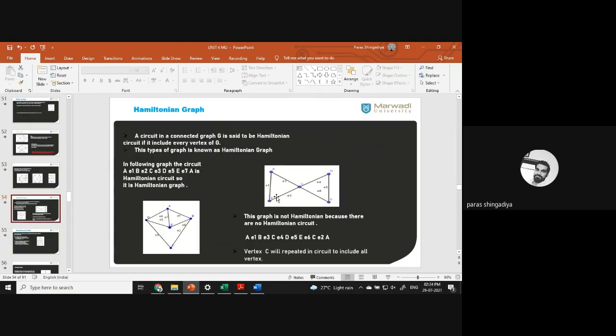And then after, write the definition of Hamiltonian graph. A circuit in a connected graph G is said to be a Hamiltonian circuit if it includes every vertex of G. And this type of graph is known as a Hamiltonian graph. Okay. And then after, draw one Hamiltonian graph, and write its Hamiltonian circuit. And then after, draw the Petersen graph, as a third piece.